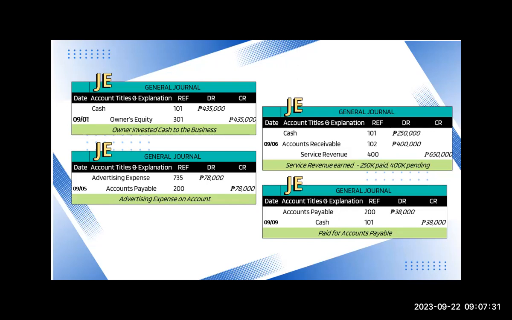Minsan, bibigyan kayo ng beginning pero ending pala yung hinihingi. Or parang sabihin nila at the start of the year pero mid na pala. So, it's really more of like the intricacies of detail and organization. So, yun yung thing and request namin for each and every one of you.